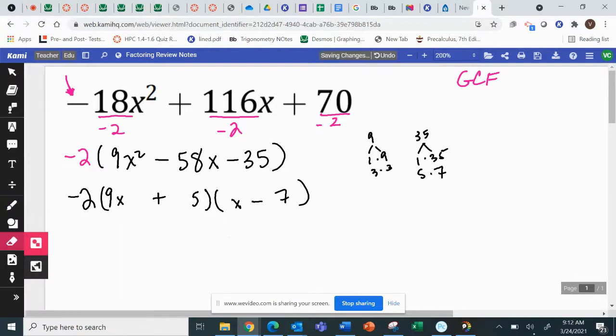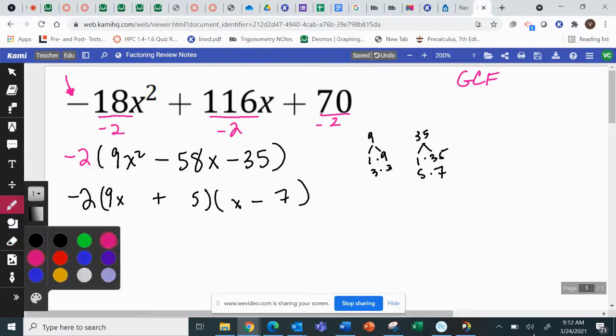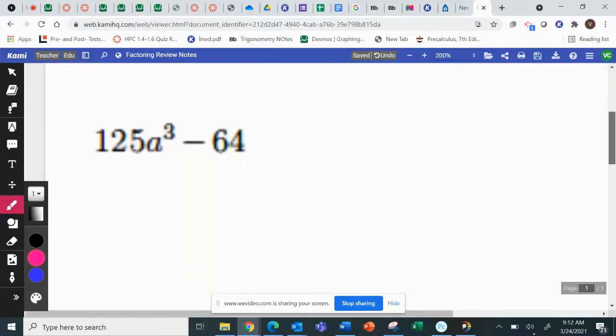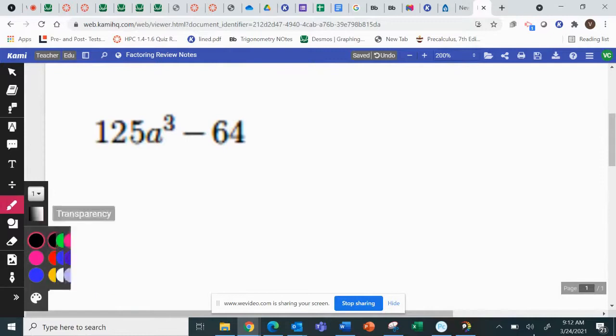Okay. And that one was just a little bit more challenging than the ones that start with a 1x squared, but it's definitely doable. All right, the next one, we have a 2-term binomial. I'm going to always check for my GCF. And I look at 125 and 64, and I do not see a greatest common factor, but something really stands out to me. 125 and 64 are perfect cubes.